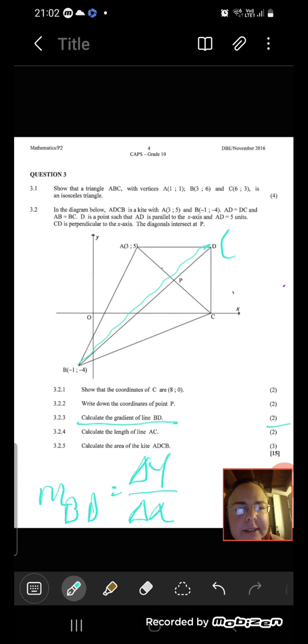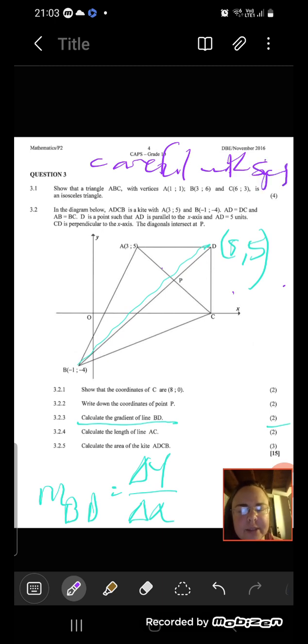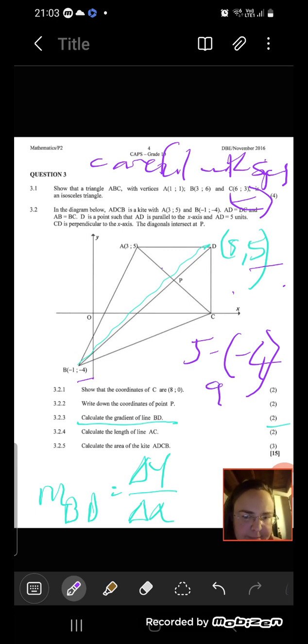And your D was, how much was it? It was 8 and 5. So please remember your signs. Be very careful with your signs. Even write a note to yourself: careful with signs. Minuses, and put them into brackets. So I've got B to D. I can say change in y. So 5 minus 4. Please put that minus there, because that makes 9. It doesn't make 1.